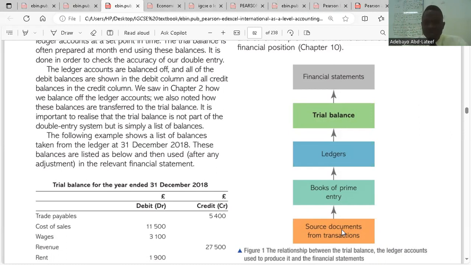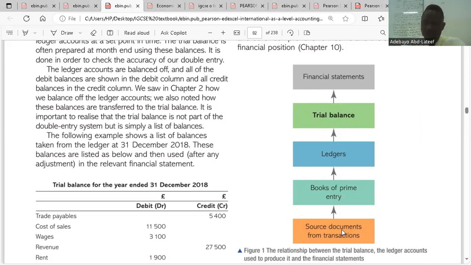So as soon as we have this source document, which could be an invoice, a receipt, a credit note, a debit note, and whatever it is, all these are business documents which represent different transactions at any point in time. As soon as these documents are intact, then we have to use them to open each double entry account, which is the books of prime entry. Therefore, the books of prime entry, we're talking about a journal.